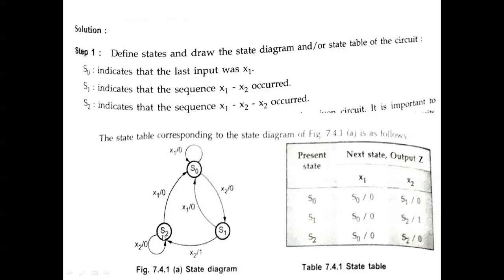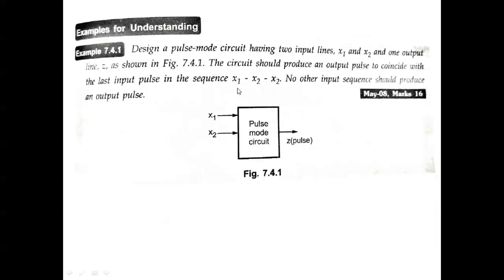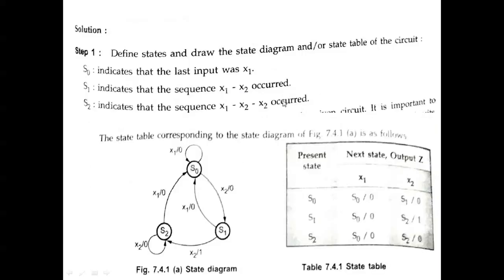So this indicates the sequence they already gave in the problem, x1 minus x2 minus x2. So that will be occurred in state 2. The sequence has occurred. Okay, the state table corresponds to the state diagram, which they have already drawn. Based on that, they defined the states and drew the state diagram, based on the problem.